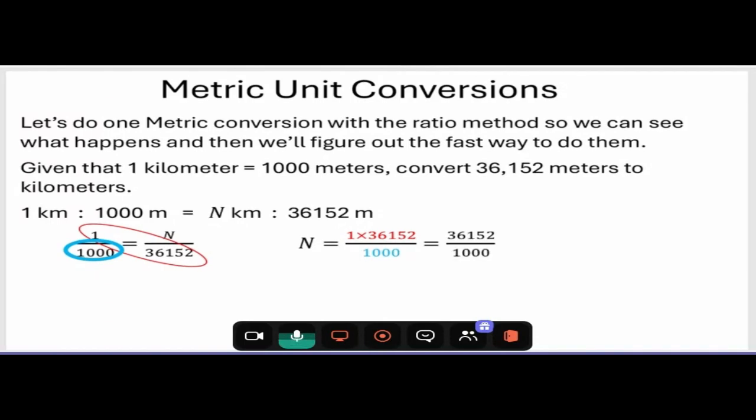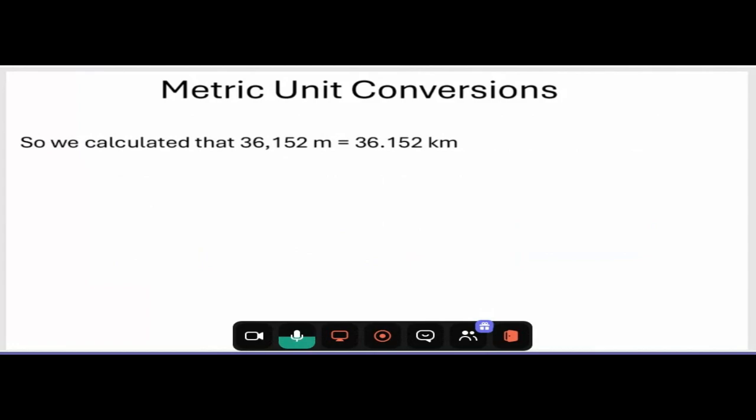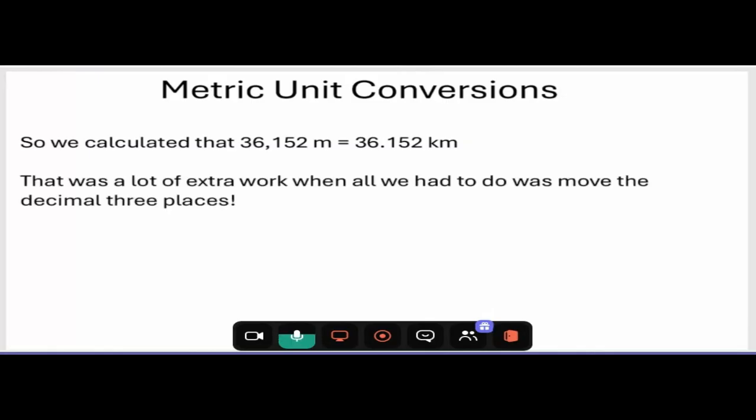And you notice that that 1 on top just obviously doesn't change anything. So really we're just dividing by 1,000 here. You can do it on your calculator if you want. Hopefully you don't have to, because when you divide by 1,000, that's a 1 with 3 zeros. The decimal just moves 3 places to the left, right? So there is a metric conversion done with the style that we are forced to use for imperial conversions. We calculated that 36,152 meters is 36.152 kilometers. But that was a lot of work when you can just see looking at our answer that all we had to do was move the decimal over 3 spots, right?